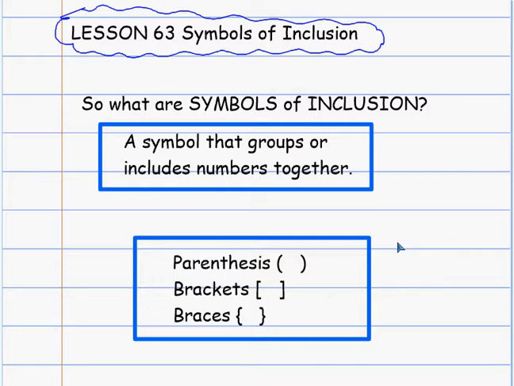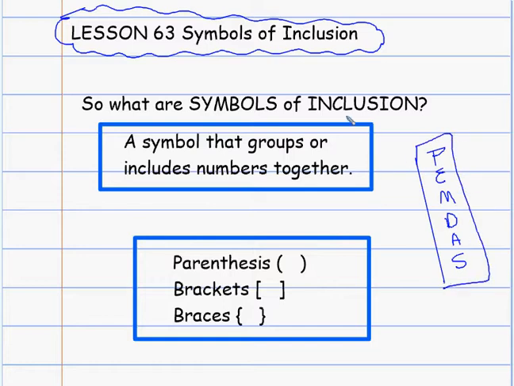There are also absolute value symbols, and parentheses under the fraction bar. This is just an extension of order of operations. That's what we're doing today. Order of operations. The symbols of inclusion that we just talked about all fall under the P, the parentheses group. These are things that you will do first.